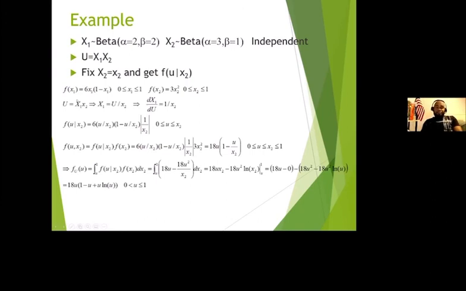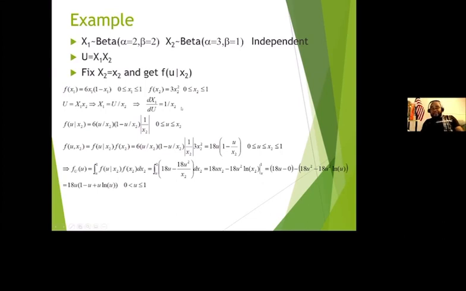Now what are you going to do? You need to find x1, and x1 is going to be u divided by x2. I think you know that. If x1 equals this, then you need to get the Jacobian, which is going to be the dx1 du. And what is the dx1 du? It's going to be 1 over x2.